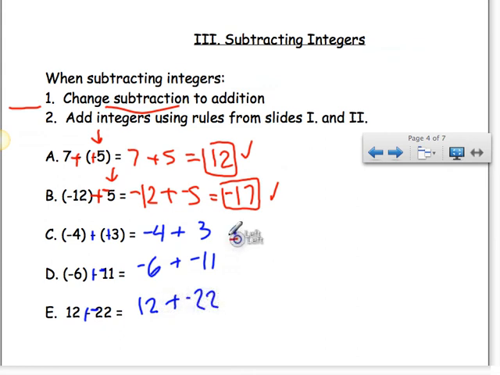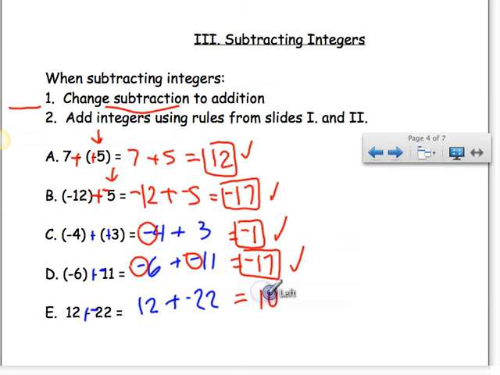And then you just have addition problems from slides 1 and 2 that you should be able to add. Negative 4 plus 3, you subtract the numbers, which would be 1. The bigger sign is a negative, so it should have been negative 1. Negative 6 plus negative 11, they have the same sign, so you add them. That's 17. Since they are both negative, it becomes negative 17. And 12 plus negative 22, since they're different, you subtract them. The difference is 10. And since the bigger number is a negative, your answer is negative 10.